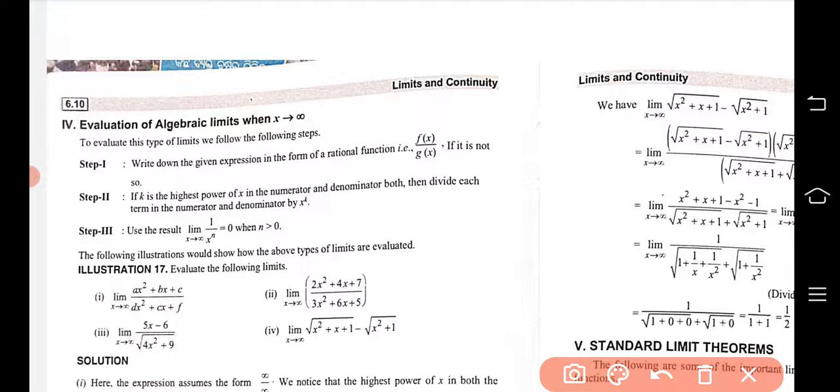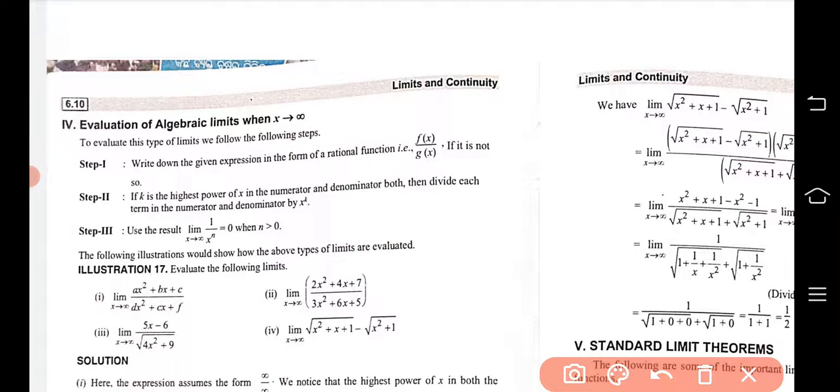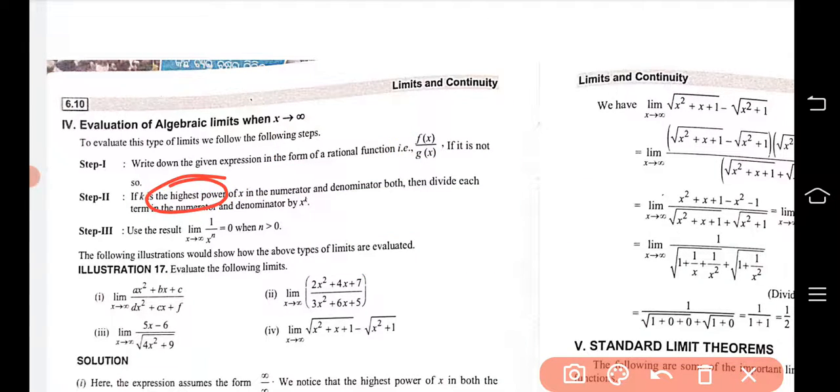Then the second step: you have to look into the numerator and the denominator. If k is the highest power of x in the numerator and denominator both, then divide each term of the numerator and denominator by x to the power k. It means you first look into the numerator and also the denominator, check which one is the highest common power in both, and divide the numerator and denominator by that.